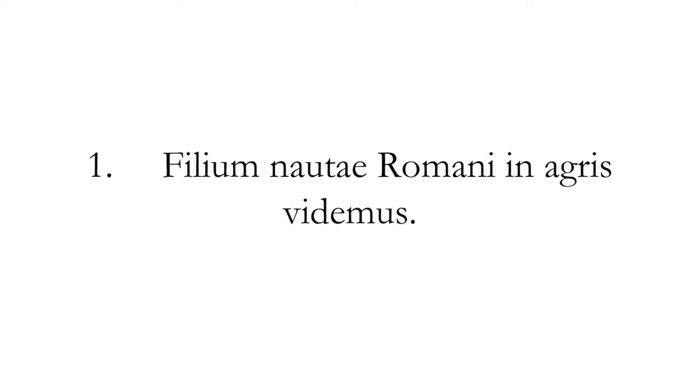Filium nautae Romani in agris videmus. Step 2. Find the verb. Very often it's going to be at the end. And here it is, videmus. And let's analyze it. It's first person plural, present, active, indicative.